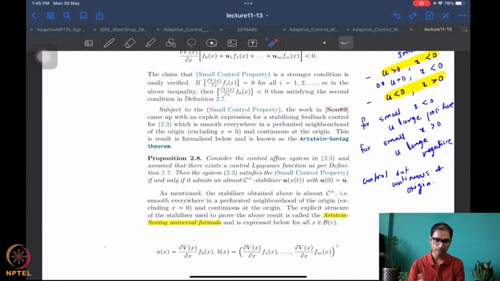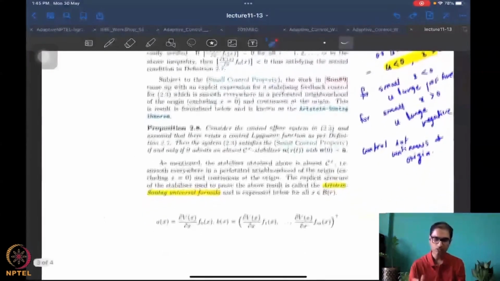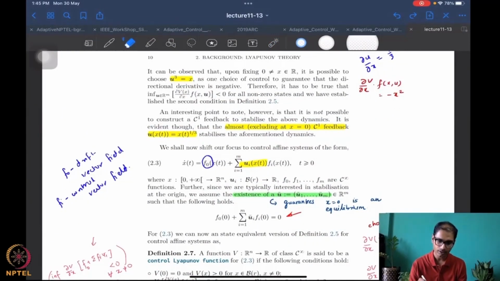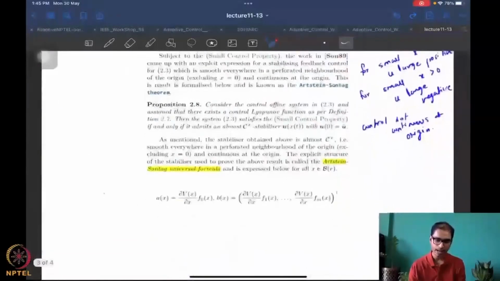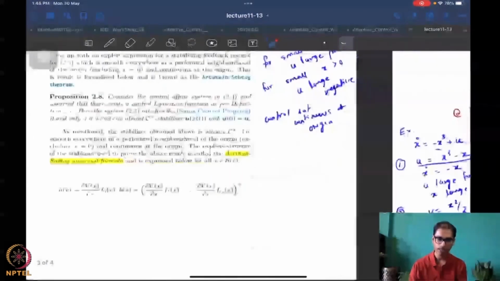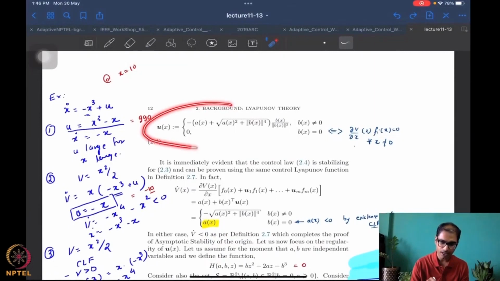The proof of this proposition, which is called the Einstein-Sontag theorem, a very famous result, was done using an actual control construction U for this system, the control affine system 2.3. And that construction is what we show. This construction relies, of course, on the control Lyapunov function V. We define A as del V del x f0 and B as the vector containing the del V del x fi's, right? And the control is defined in this way.